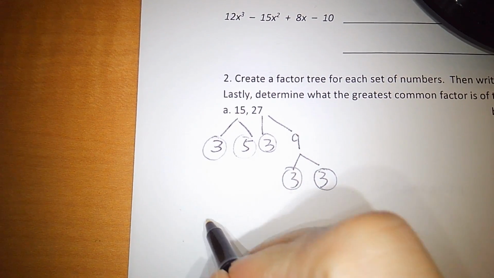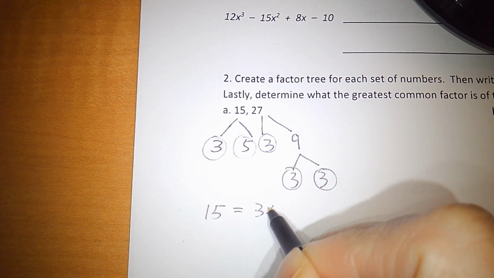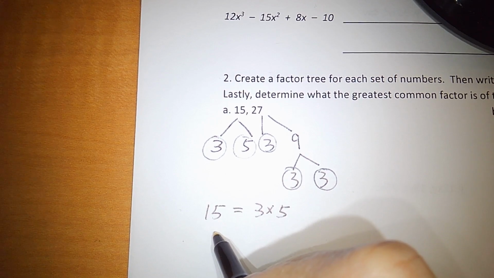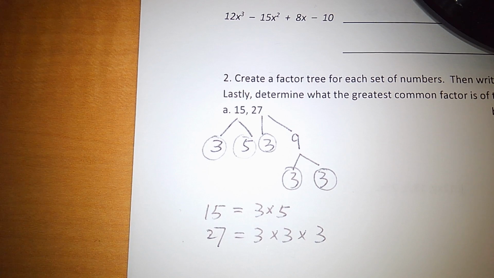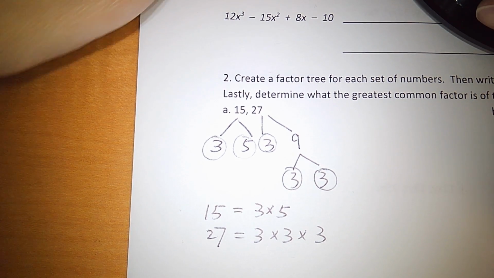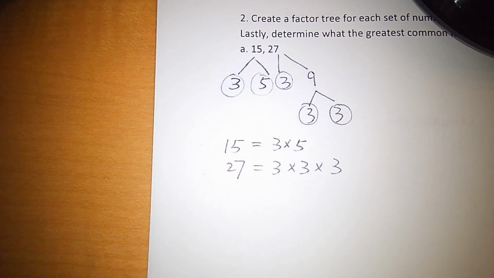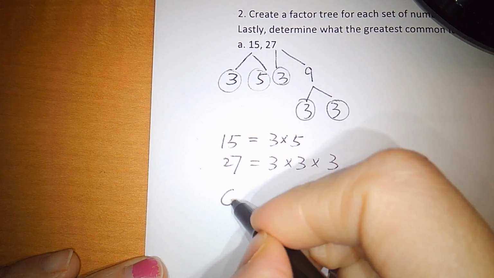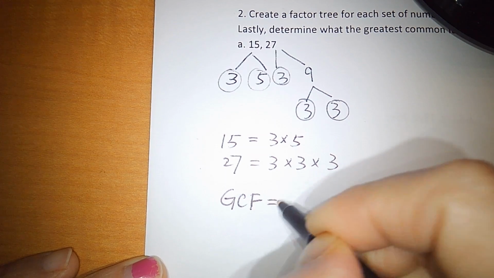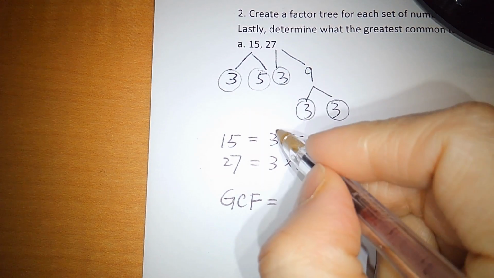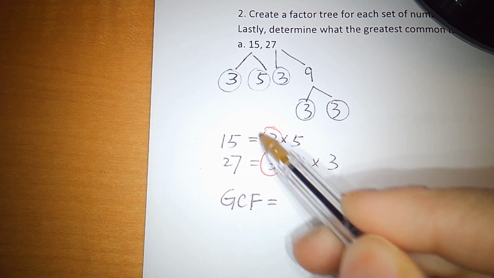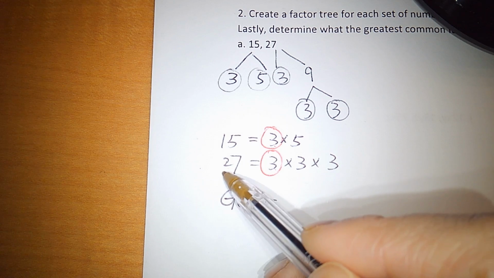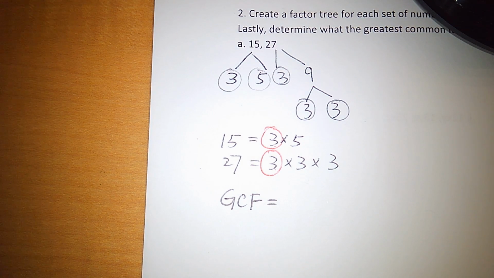So we can rewrite 15 as 3 times 5, and then 27 as 3 times 3 times 3. Now what will be the greatest common factor? What is the GCF? 3. Why 3? Because the 3 shows up in both. This 3 shows as a factor for both numbers 15 and 27, right? Only 3.